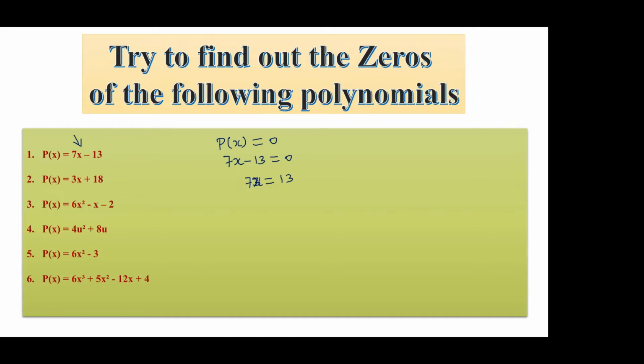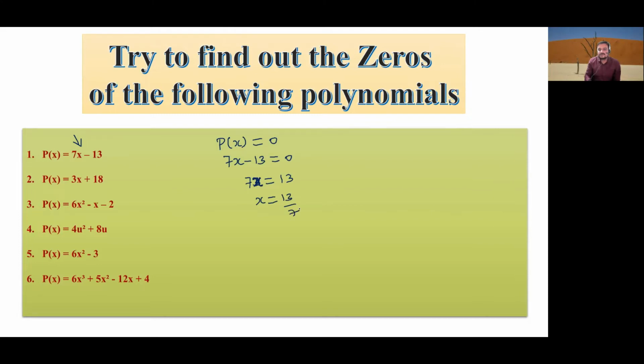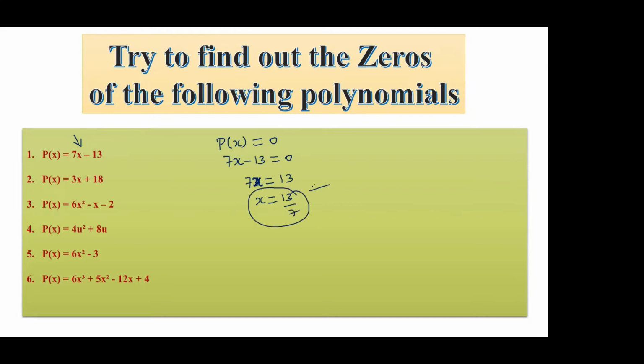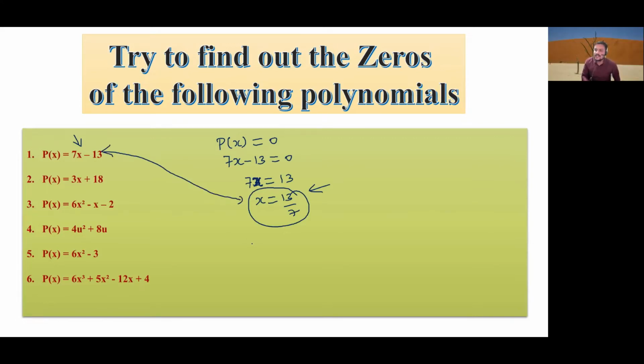So x will be what? x will be 13 upon 7. So this is the 0 of this polynomial. As it is a linear polynomial, it will have only one 0. Okay, what about the next one?